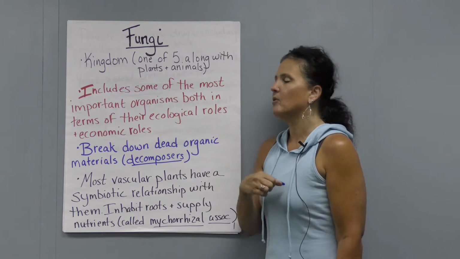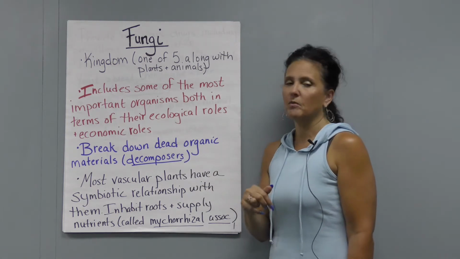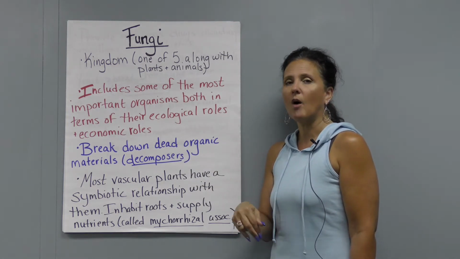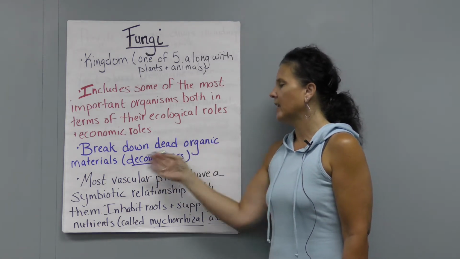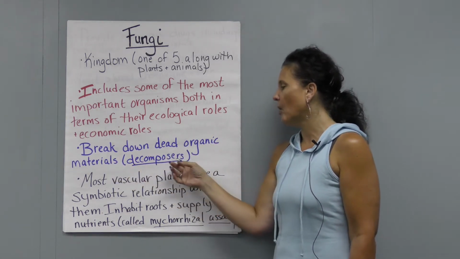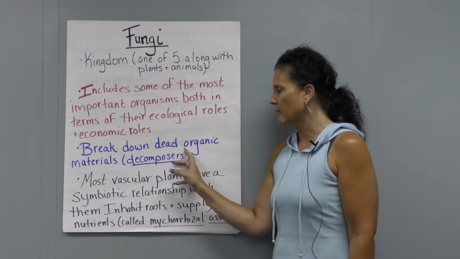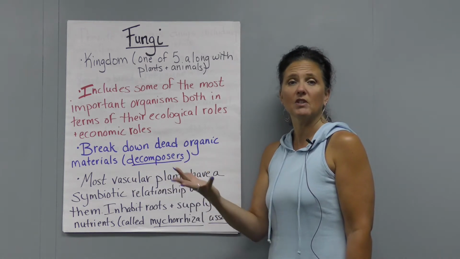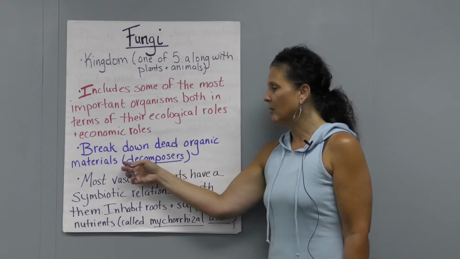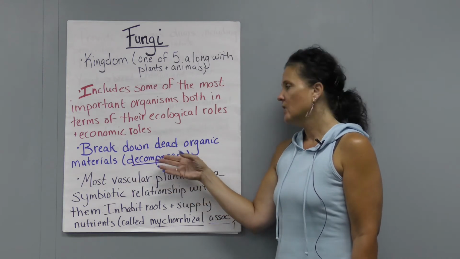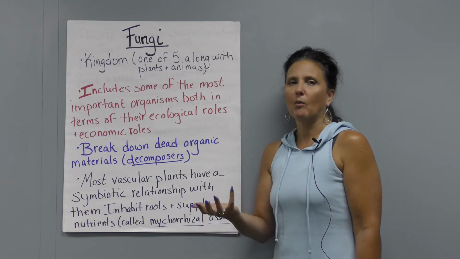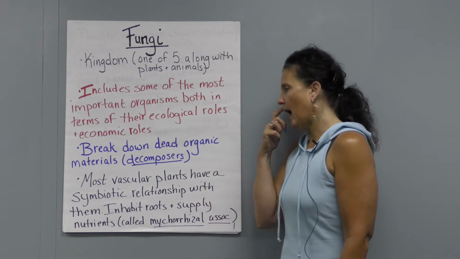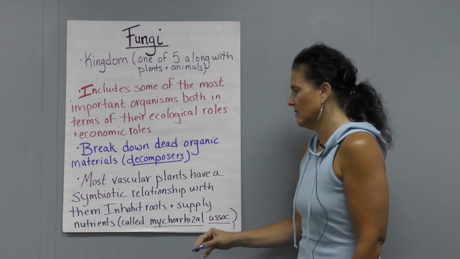It includes some of the most important organisms both in terms of their ecological and their economic roles within our environment. They break down dead organic materials. They're what's called decomposers, right? If we compose something, we put it together, right? You write music but if we decompose, we're taking it apart. So what they do is they break down all of the dead organisms so that we can reuse them. And we're going to look at what we reuse from dead organisms.